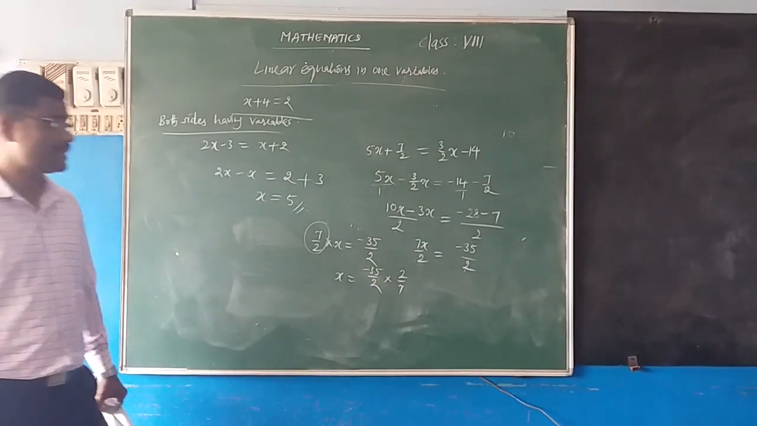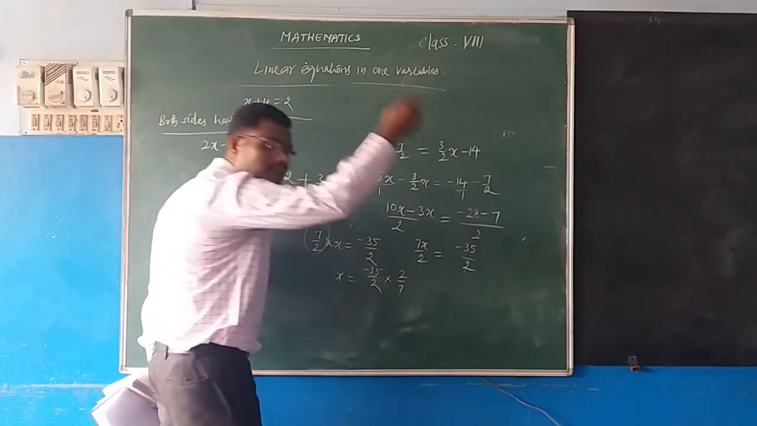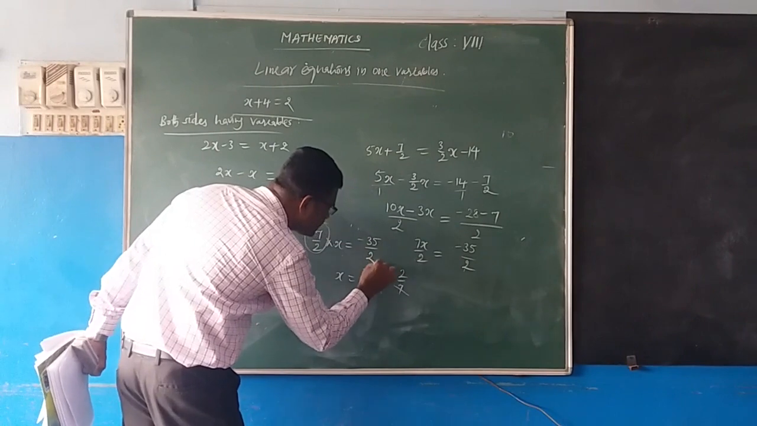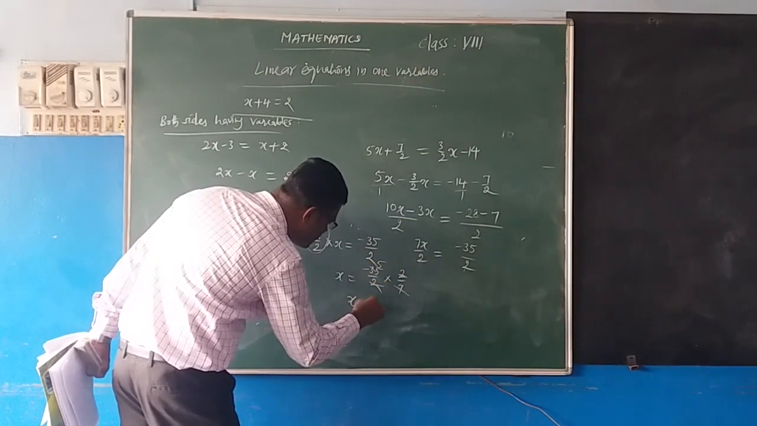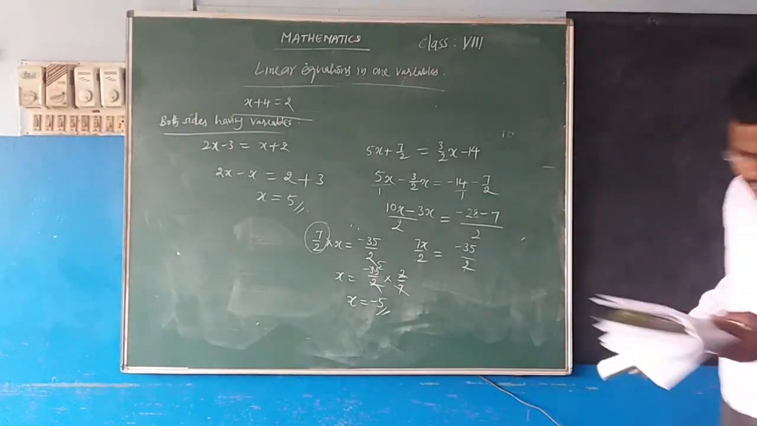You might have learned in 7th standard what a reciprocal is. The number reverses when it goes from one side to the other side. So 7 ones are 7, 5 sevens are 35, 2 gets cancelled. x is equal to minus 5. The answer. The next one.